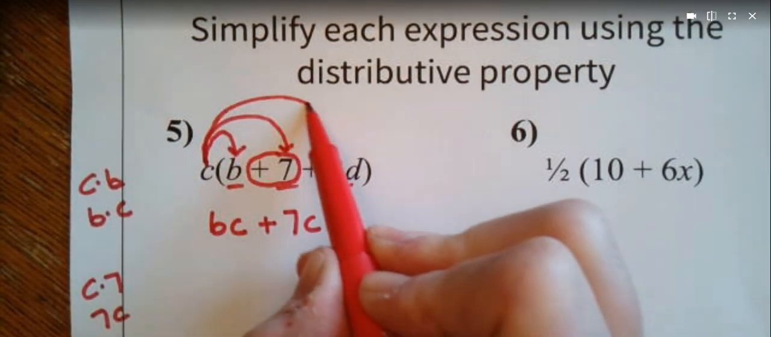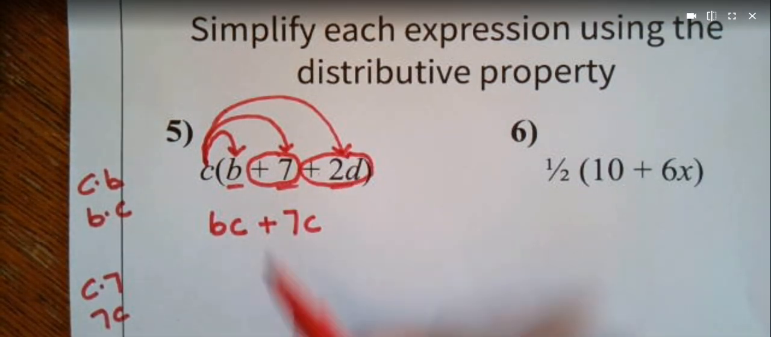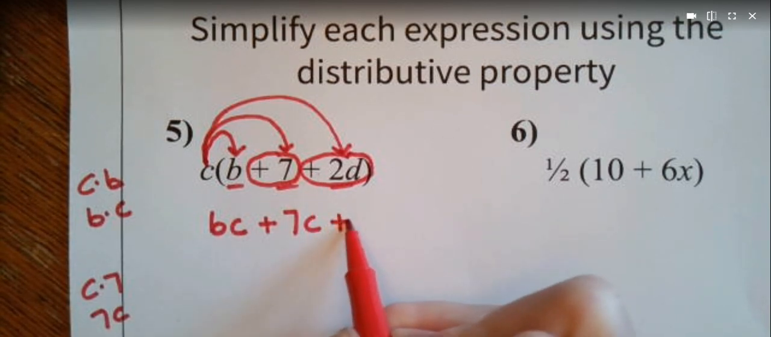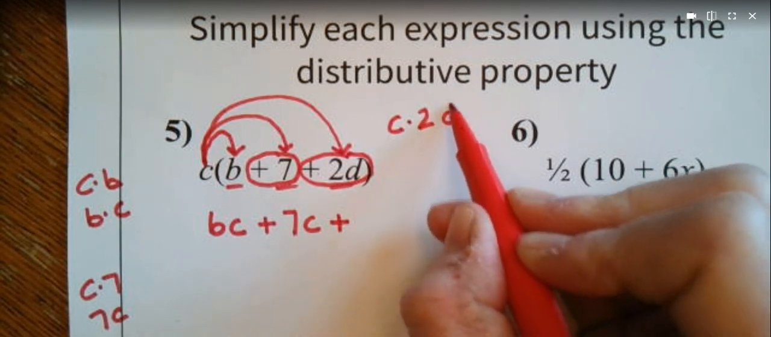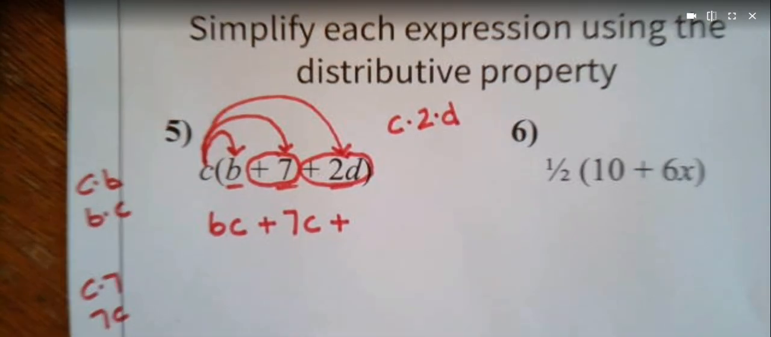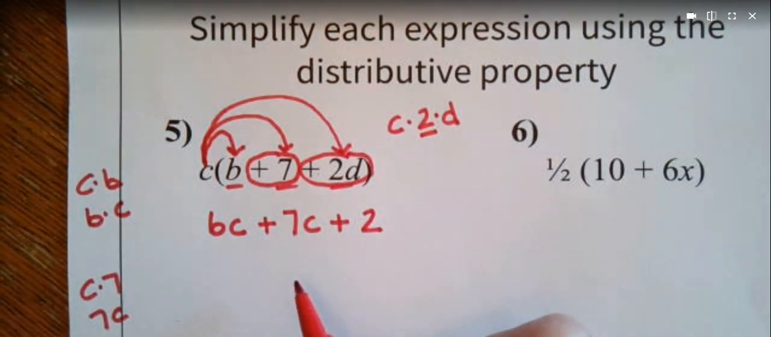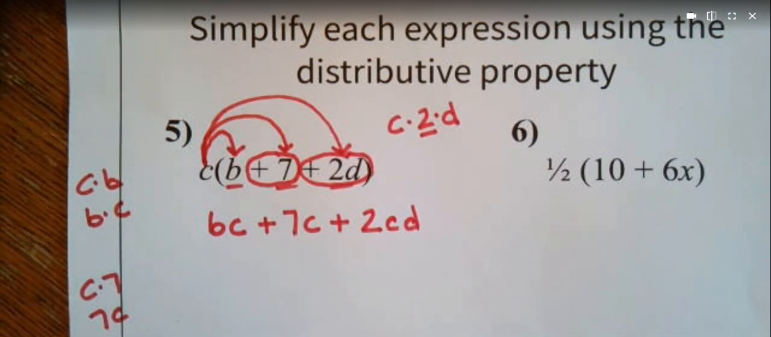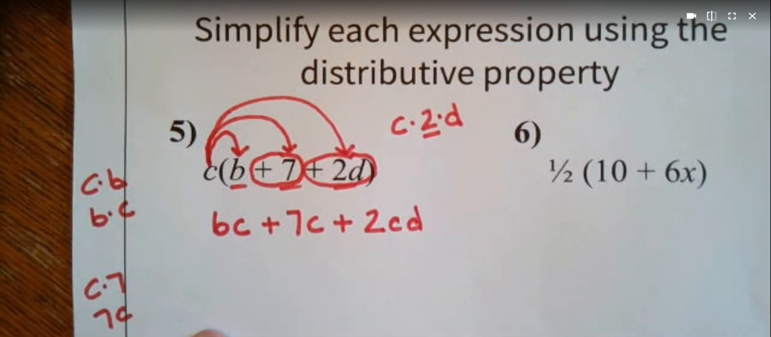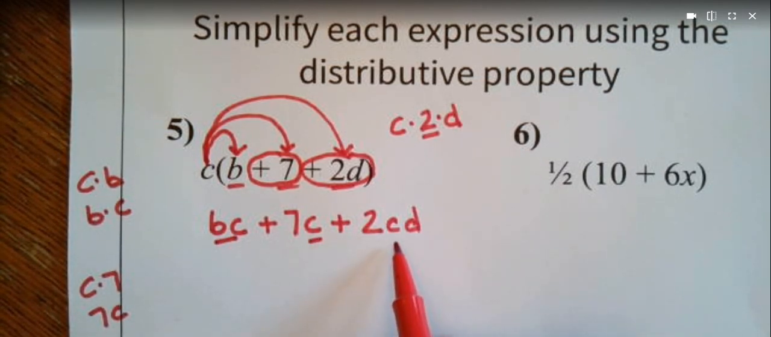Lastly, I've got c, and I'm going to multiply it all the way over here by this last term, positive 2d. Well, I know if this is positive and this is positive, I'm going to get a positive result. C times 2d. Remember, this is multiply also. I'm multiplying all 3 of these together. The number should always come first, so I have the number, and then c times d in alphabetical order, 2cd, and I'm going to stick them all together. Now take a look at the 3 terms that we have. Do you notice here in these 3 terms that none of them are like terms? This is a bc, a c, and a cd.